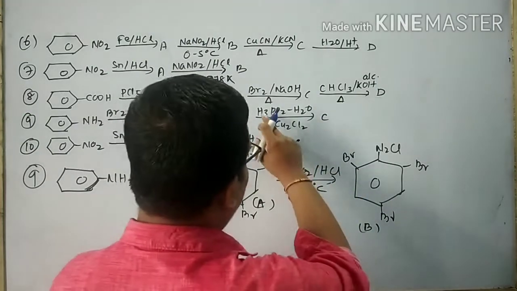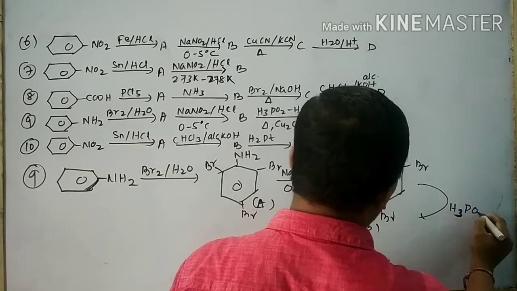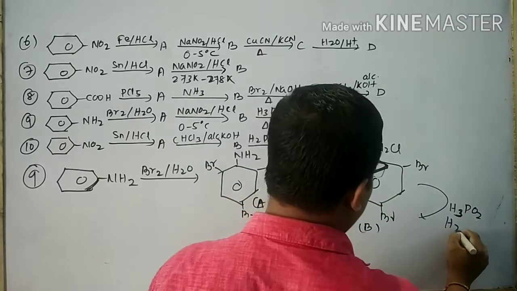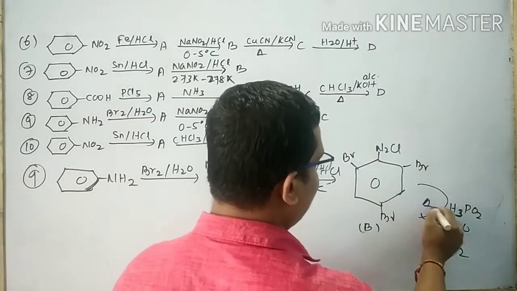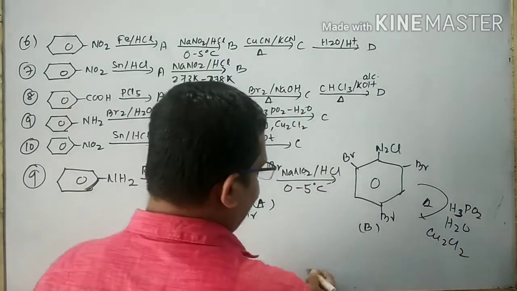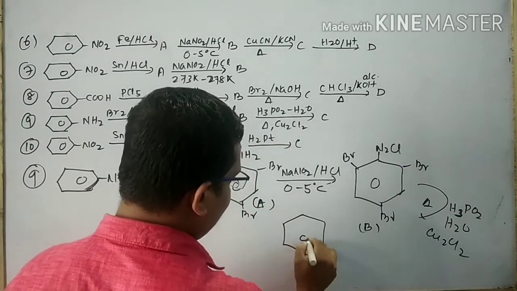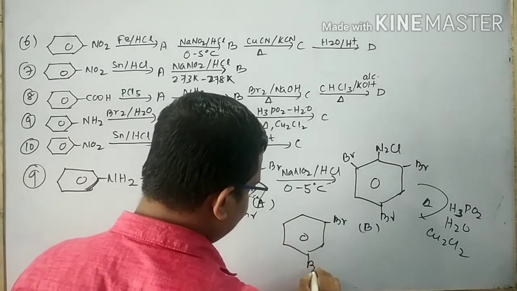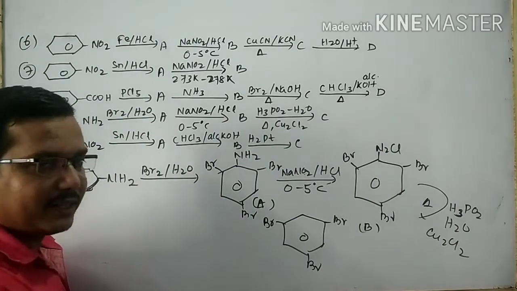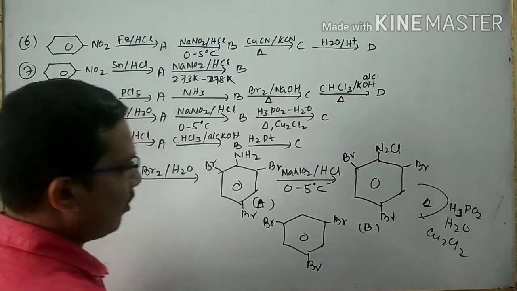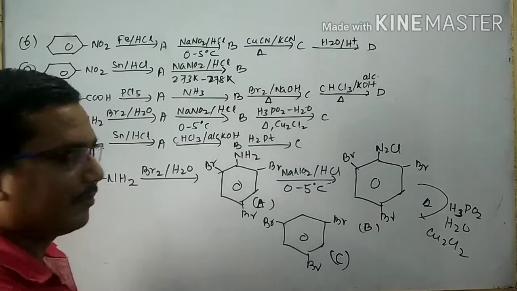Now B is treated with the H3PO2. Water is also here given, CuCl2 is given. Heat is also given. Then the product C is formed. This is your C product. It is said to be 1,3,5 tribromobenzene. This is your considered as C.